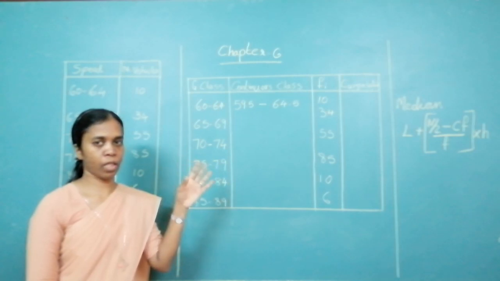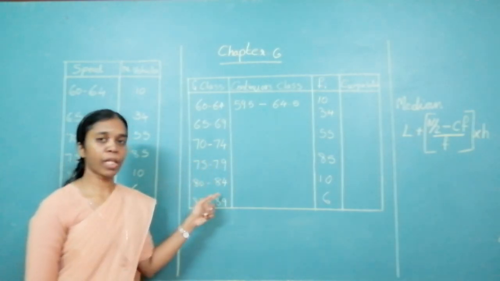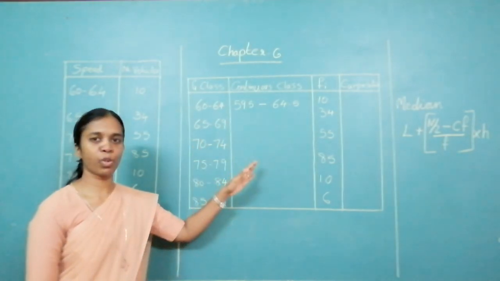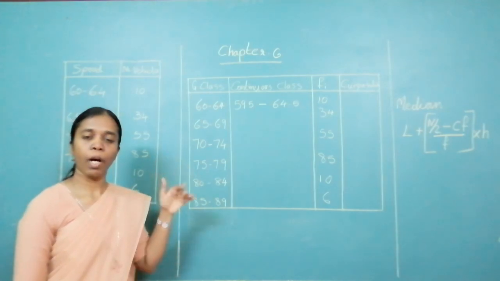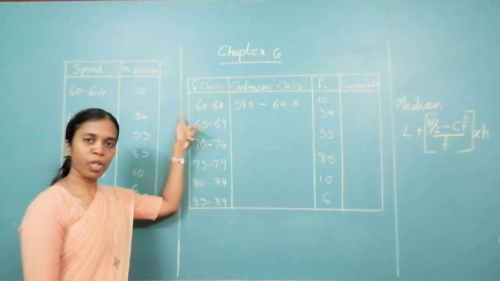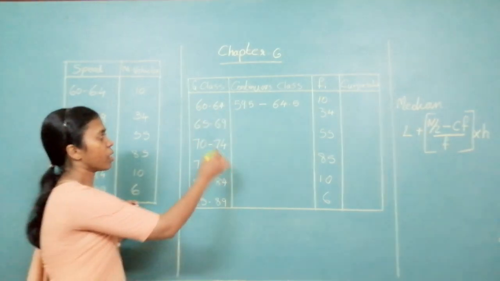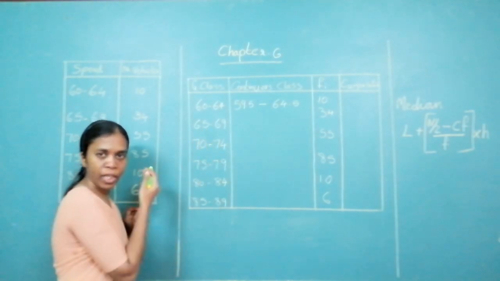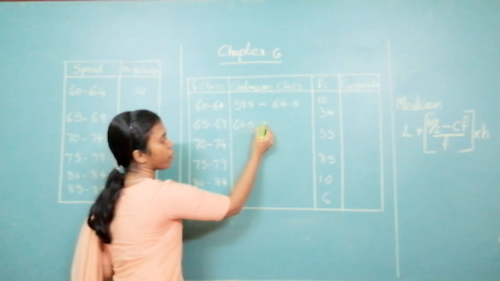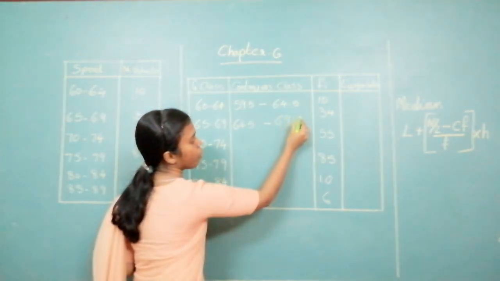This is compulsory for median. It is not for mean. But for median, this is compulsory. Please remember, for median, the class interval should be continuous. How do we make it continuous? Subtracting 0.5 from the lower limit and adding 0.5 to the upper limit. Same way, 65 minus 0.5, what do you get? 64.5. Add 0.5 to the upper limit, you get 69.5.